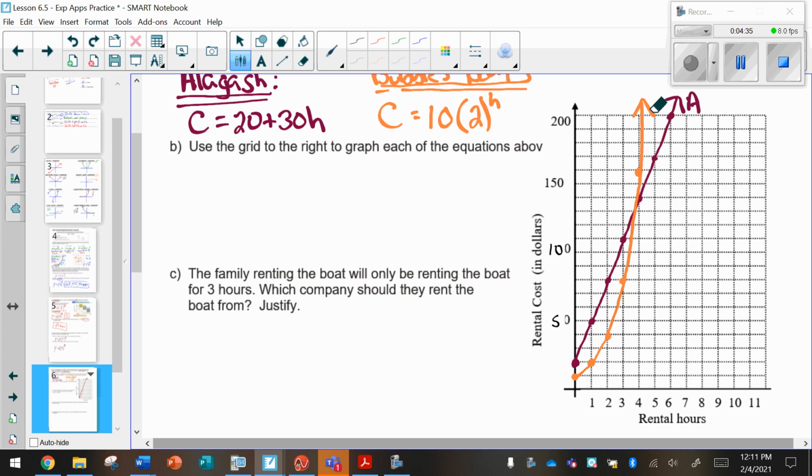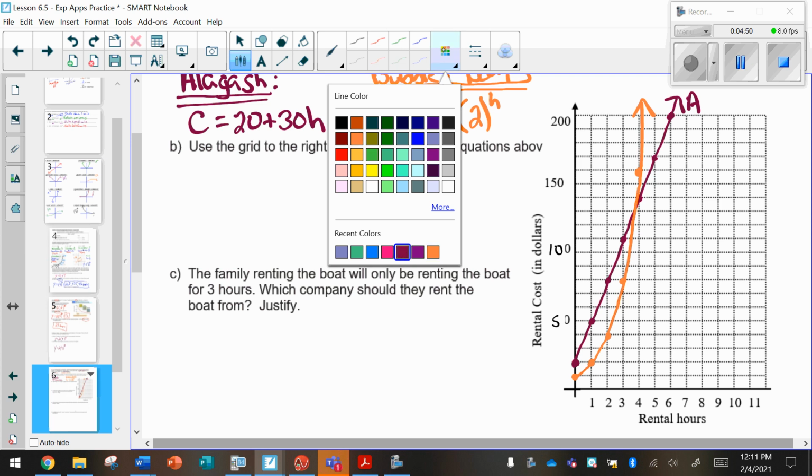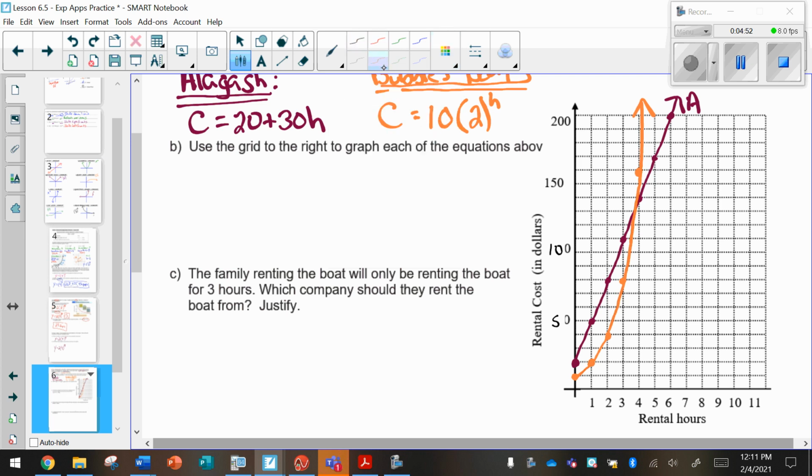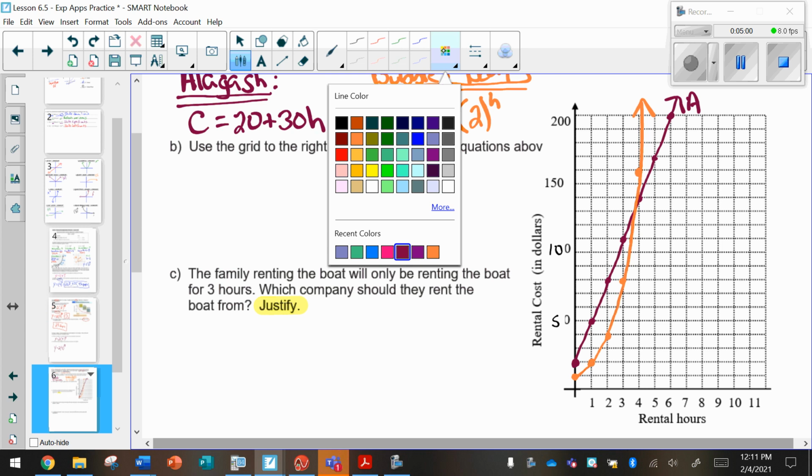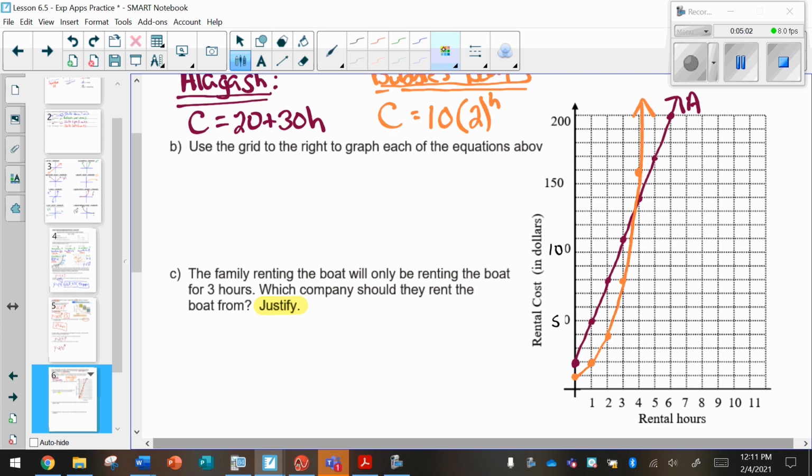All right, so part C, the family renting the boat will only be renting the boat for 3 hours. Which company should they rent the boat from? This may be a quick, easy question to answer, but the question told us to justify. When it says to justify, that means, friends, we have to show work to justify why we picked which company. So here's what you do.